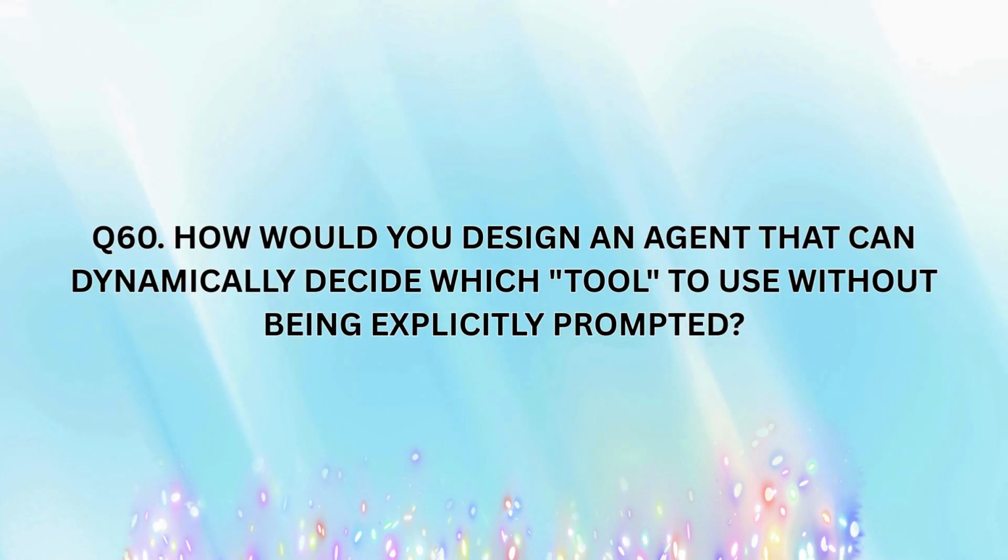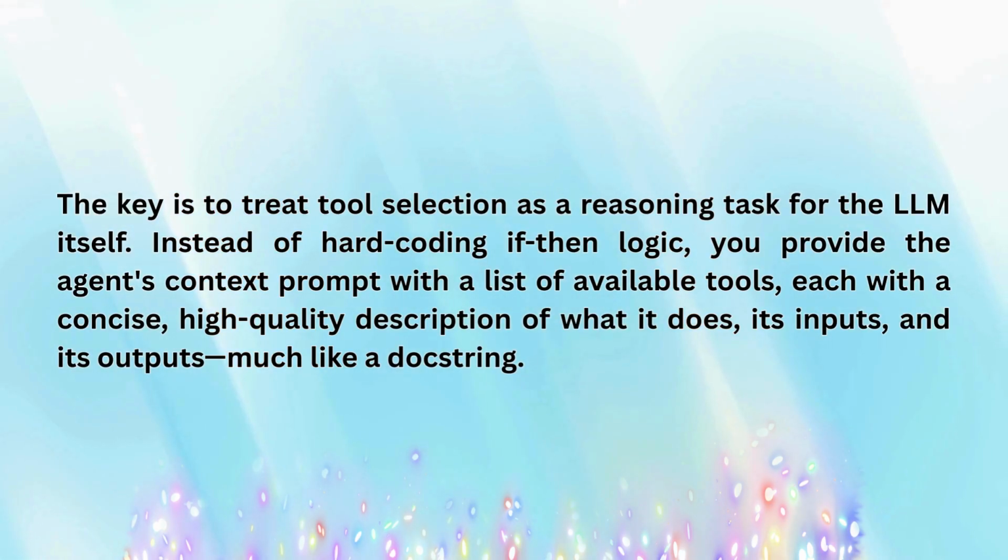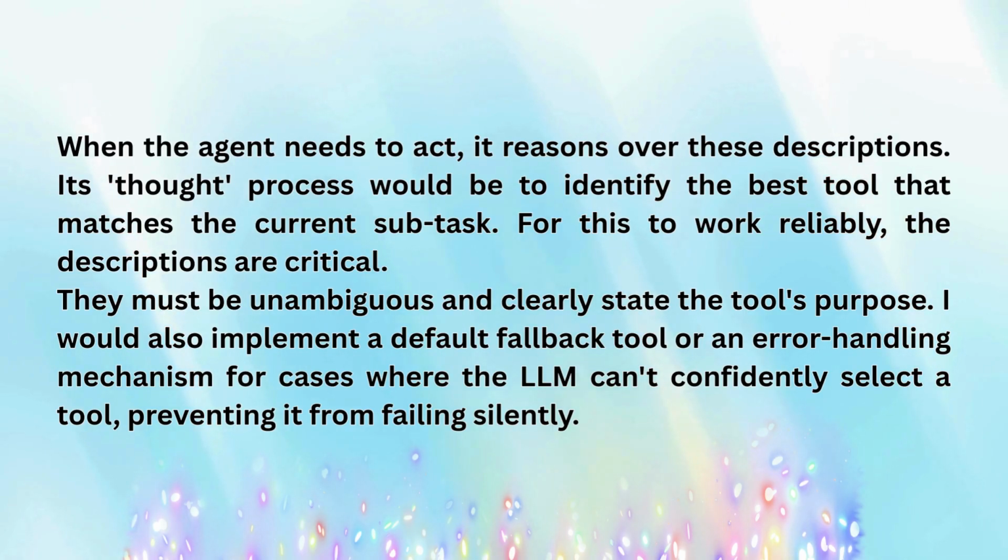How would you design an agent that can dynamically decide which tool to use without being explicitly prompted? The key is to treat tool selection as a reasoning task for the LLM itself. Instead of hard-coding if-then logic, you provide the agent's context prompt with a list of available tools, each with a concise, high-quality description of what it does, its inputs, and its outputs, much like a docstring. When the agent needs to act, it reasons over these descriptions. Its thought process would be to identify the best tool that matches the current subtask.